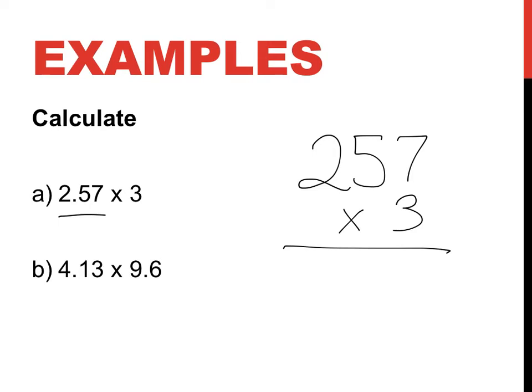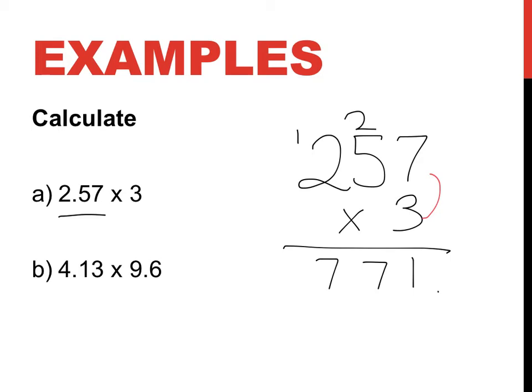Let's do my calculations. 3 times 7. 7 threes are 21, carry the 2. 3 times 5 is 15, plus 2 is 17, carry the 1. 3 times 2 is 6, plus 1 is 7. Now I've got an answer of 771. I know that's not the answer because I've just ignored my decimal point.